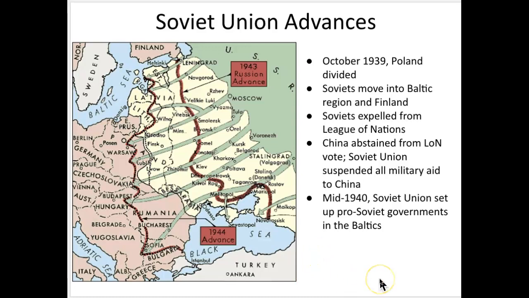So the Soviet Union then starts to advance. And Poland gets divided very quickly. The Soviets move into the Baltic region, Estonia, Latvia, Lithuania. They move into Finland, and the Soviets are kicked out of the League of Nations. China then abstains from that League of Nations vote, but the Soviet Union suspends all military aid to China. And in mid-1940s, the Soviet Union sets up pro-Soviet governments in the Baltic states, Latvia, Estonia, Lithuania. So they're expanding as well.